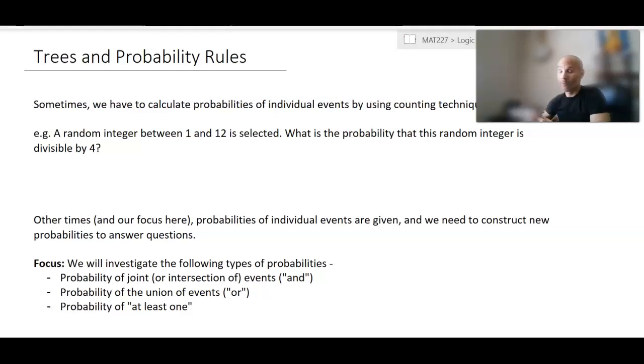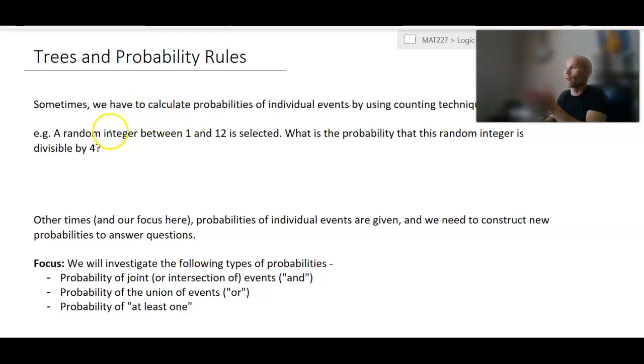There are a number of formulas in the study of probability that we can actually develop quite intuitively by using tree diagrams. Sometimes when we calculate probabilities of individual events, we have to use counting techniques, and I'll give you an example of that. Other times, probabilities of individual events are already given. So we may already know the probability of an event that may be provided to us. It might be, say, 0.36. And then we want to use that to address further probability questions.